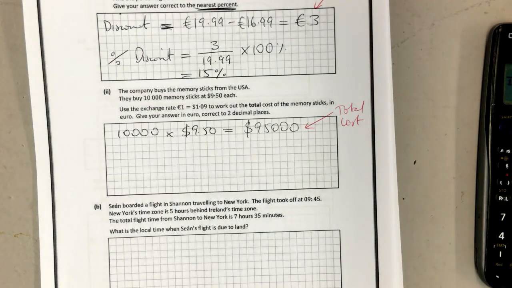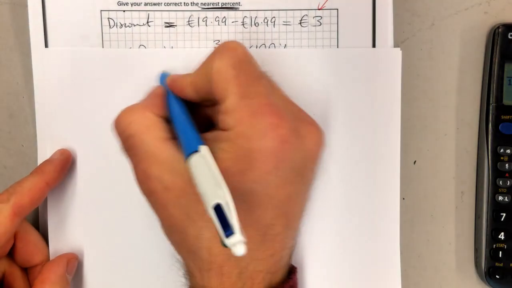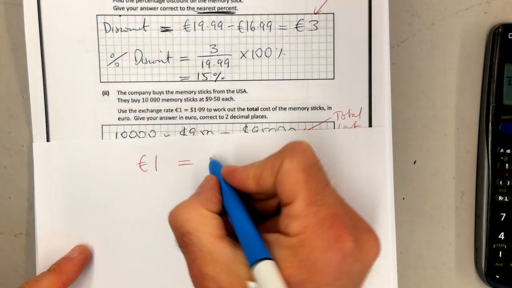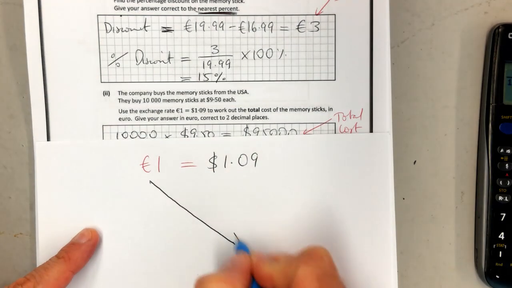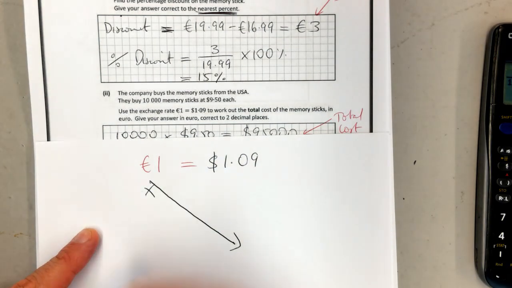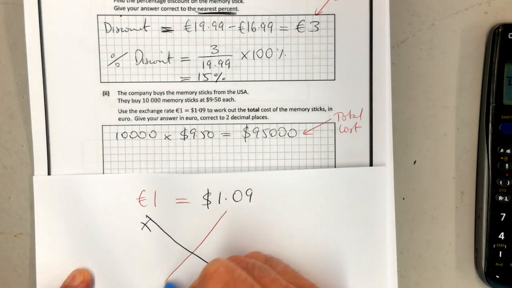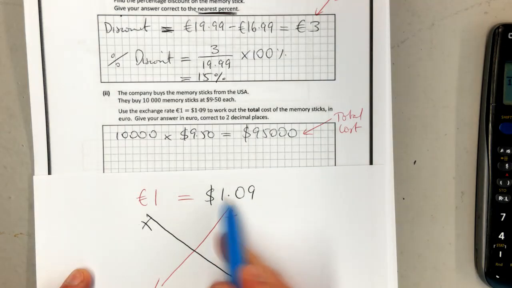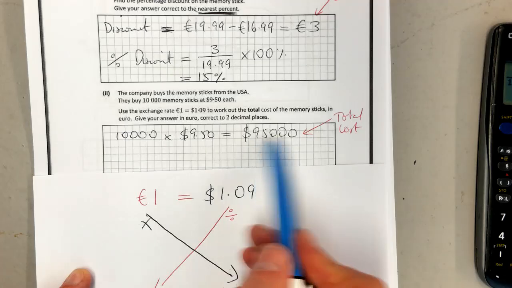Right, so now we have to convert from dollars to euro. Remember, €1 is equal to $1.09. If we're going from euro to dollars, we multiply, but we're not doing that. We want to go from dollars to euro, so we're going to divide. Divide by what? We're going to divide by the 1.09.